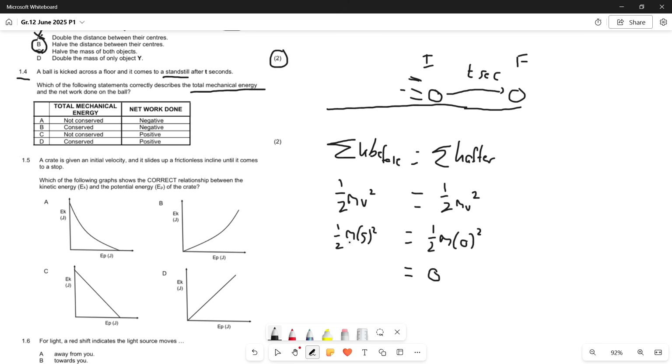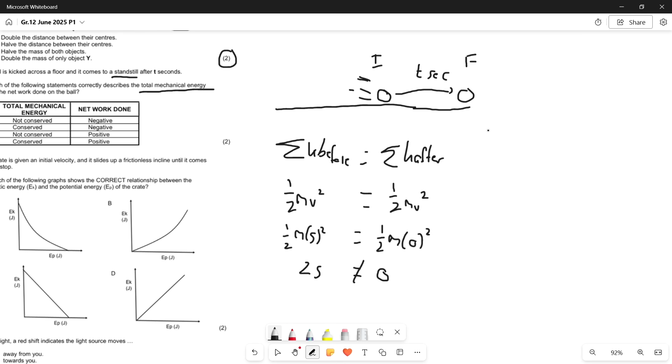But at this stage, this guy does have a velocity and therefore there is an EK initially. So let's just call this 25, which means our EK before does not equal our EK afterwards. They are not the same, which means our mechanical energy in this system is not conserved. So B and D are ruled out. So at that stage, we just need to see is the net work done positive or negative?